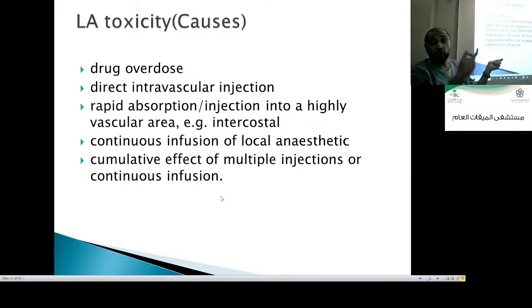Sometimes we put an epidural catheter, interscalene catheter, or subclavicular catheter to manage the pain after the surgery, and it will stay for 2 or 3 days. So we can give a huge dose by continuous infusion. Sometimes it will exceed the toxic serum level and cause local anesthesia toxicity. So take into consideration overdose, intravascular injection, rapid absorption sites like the intercostal space, infusion, and I need to add here the patient with acute kidney injury or impaired liver or kidney function.